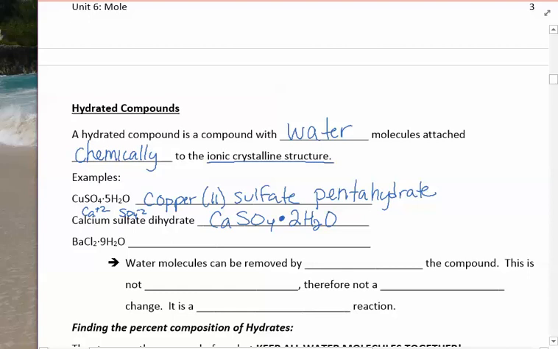The next one we have is barium chloride with 9, so it's going to be nonahydrate.